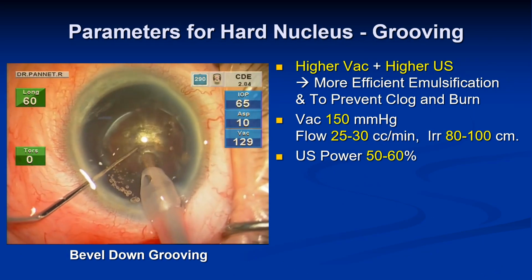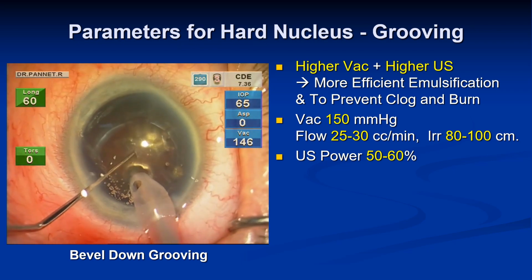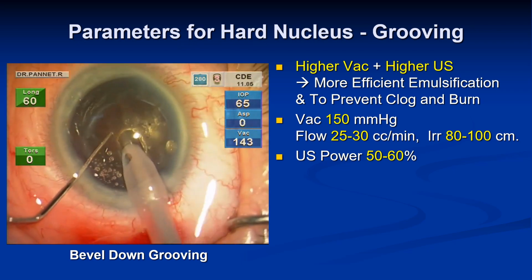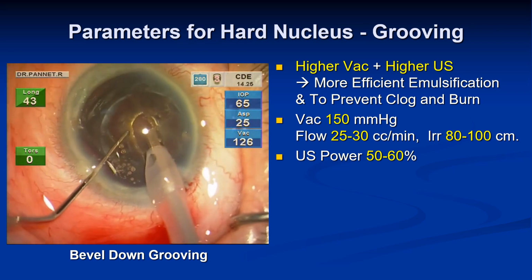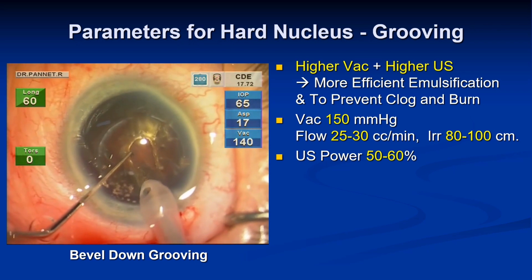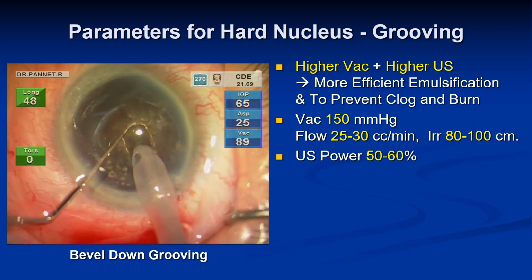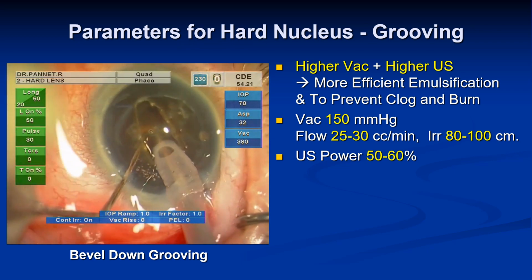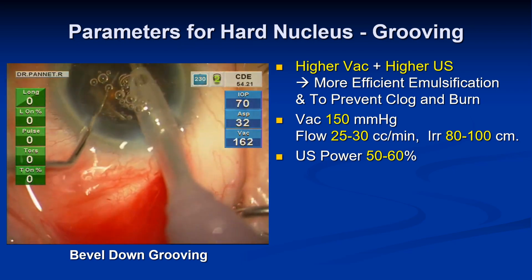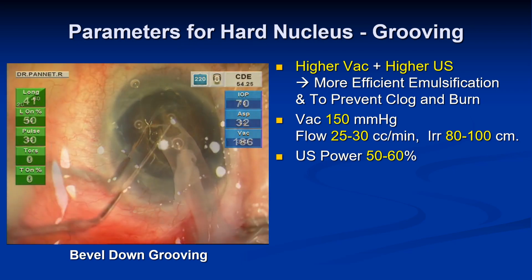Settings for grooving hard nucleus. We need a higher vac and US energy to gain more efficient emulsification and to prevent clog and burn. The vacuum during grooving is 150 mm mercury, and the flow rate of 25 to 30 cubic centimeters per minute. The irrigation is between 80 to 100 centimeters. US power may be set between 50 to 60%.